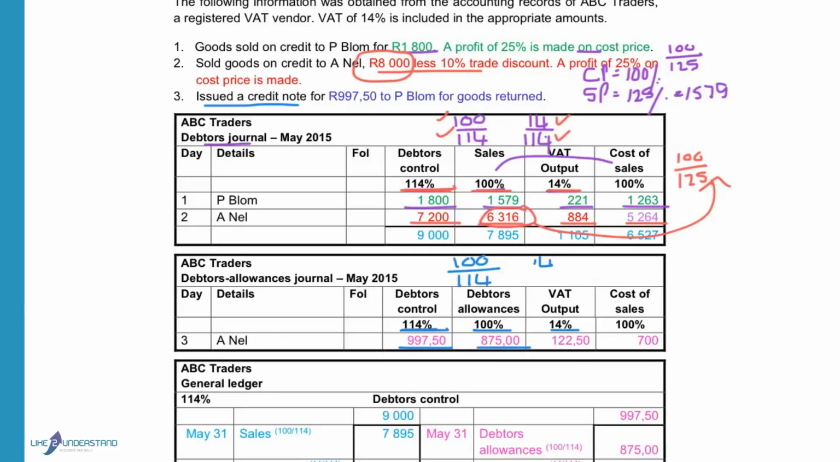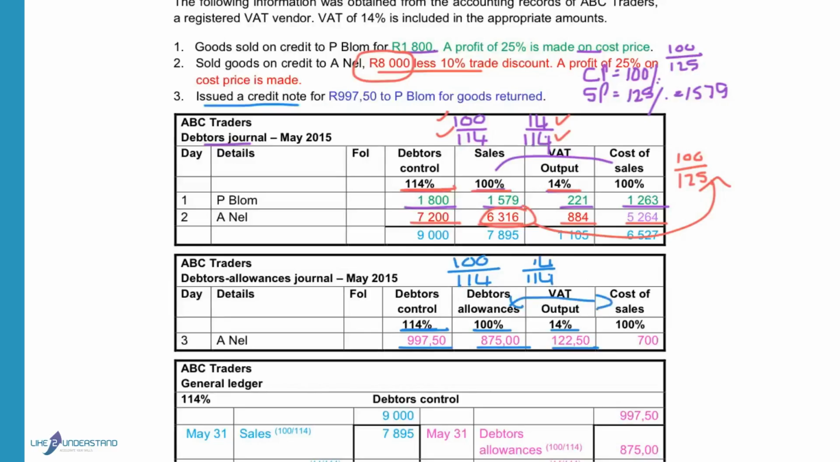If I want to calculate the VAT, the one that I want, 14, divided by the one that we know, 114, times 997.50, and that will give me 122 Rand 50. When we calculate the cost of sales, it will be calculated on the debtors allowances figure excluding the VAT.